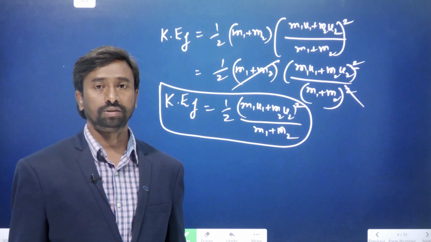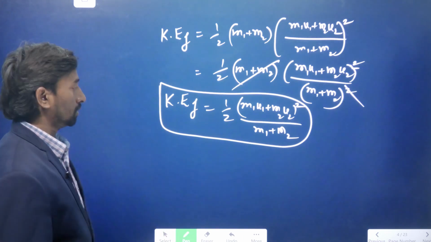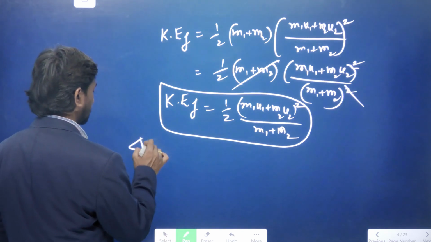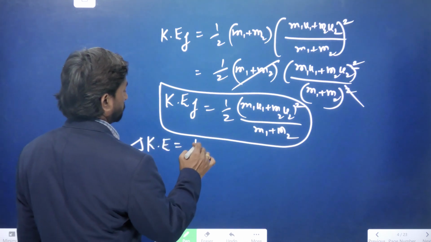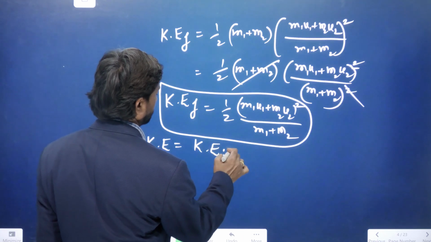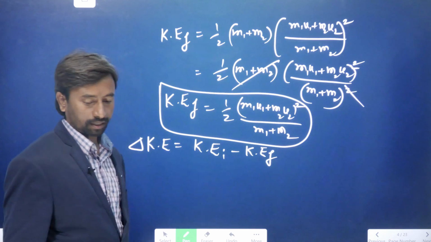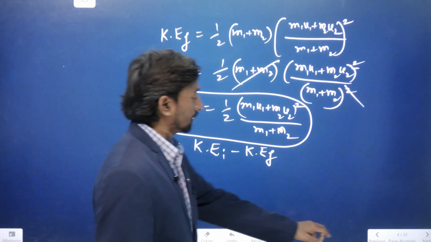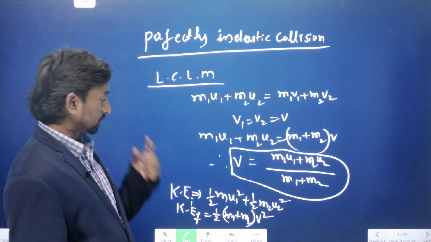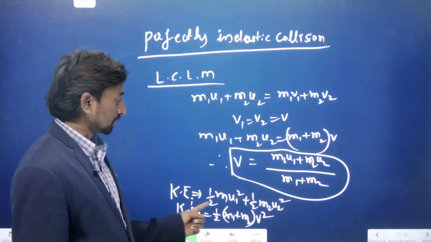So the change in kinetic energy, how much loss in the kinetic energy, can be written as initial kinetic energy minus final kinetic energy. So what is the initial kinetic energy equation we got here? The initial kinetic energy equation is this one. This will be the initial kinetic energy.